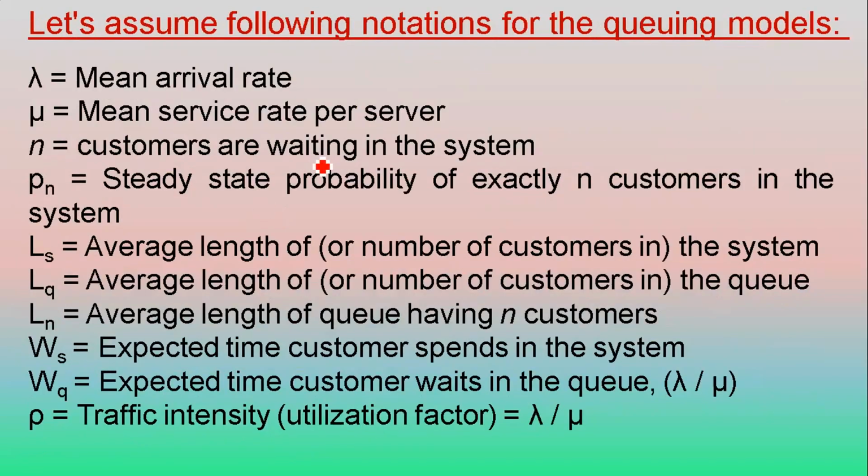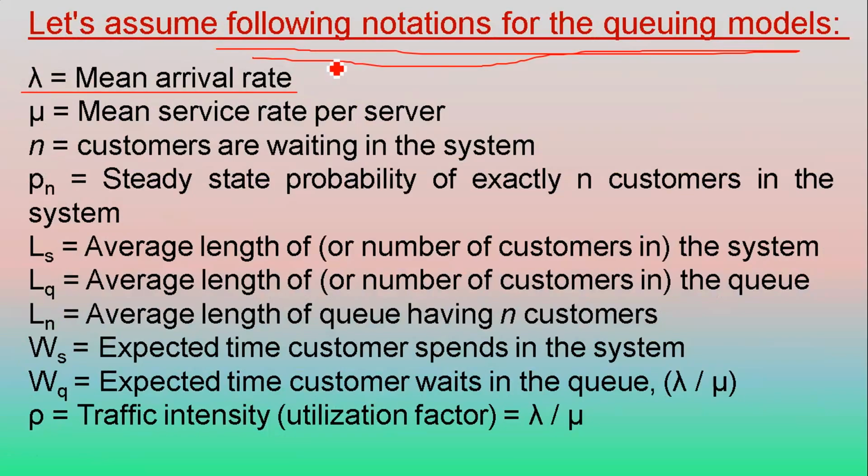Now, before going to numericals, we need to learn some notations, right? These are some notations for the queuing models. So first is lambda, that indicates arrival rate, right? That is number of customers or number of orders per unit time. You need to keep in mind that lambda is number of customers or number of orders per unit time, right? So the unit for this will be customers per unit time or orders per unit time.